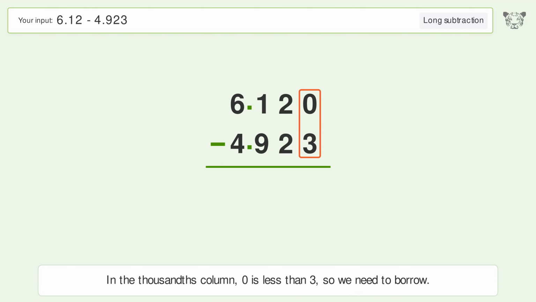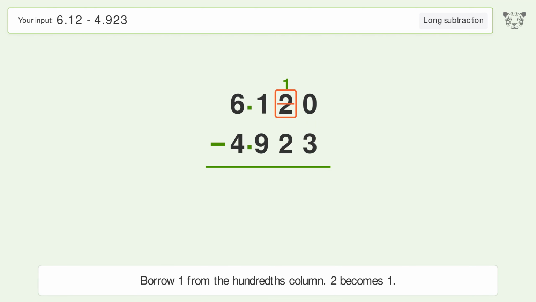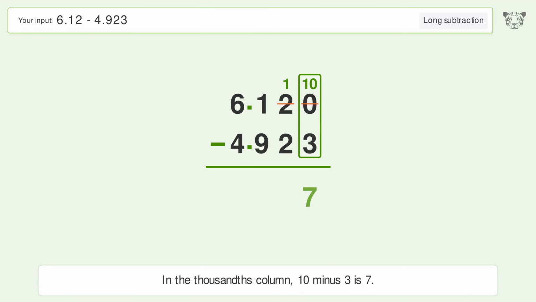In the thousandths column, 0 is less than 3, so we need to borrow. Borrow 1 from the hundredths column. 2 becomes 1. The 0 in the thousandths column becomes 10. In the thousandths column, 10 minus 3 is 7.